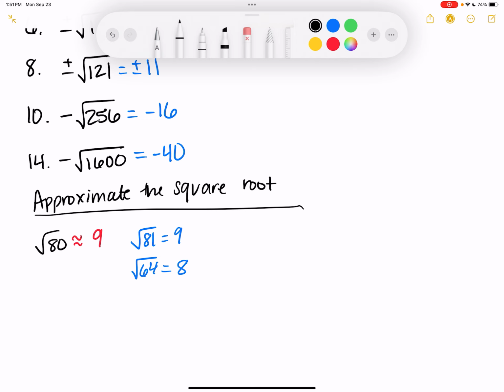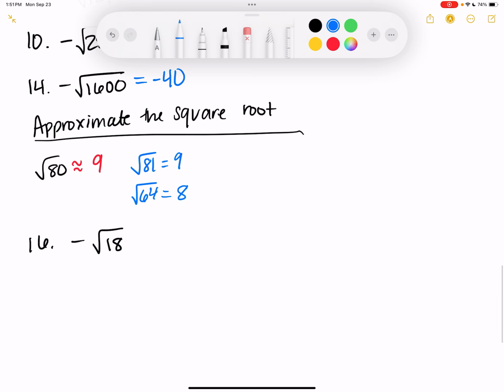16 is negative square root of 18. So what's a perfect square that I know on either side of 18? 16. The square root of 16 is 4. What's the one on the other side of 18? 25. Square root of 25 is 5. Which one is 18 closer to? It's closer to 16, so this one is going to be approximately negative 4, because we keep the sign that's in front.